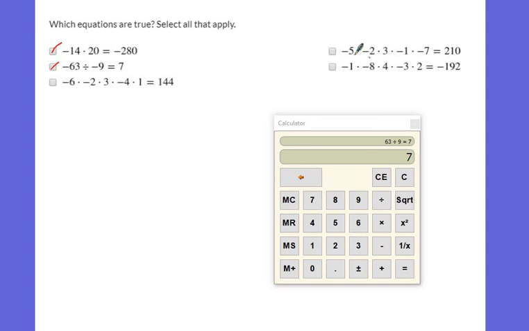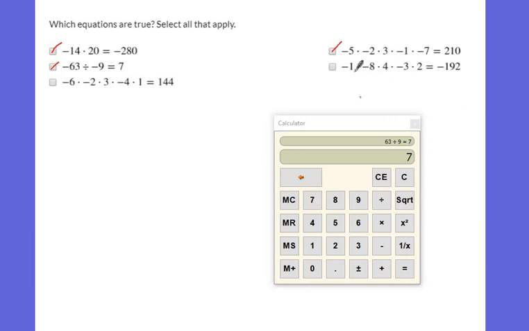Okay, going to check my negatives for this one. 1, 2, 3, 4. 4's even, and it's a positive, so we're good. So let's multiply. 5 times 2 is 10. 10 times 3 is 30. 30 times 1 is 30. 30 times 7. Well, 3 times 7 is 21. Add a 0 is 210. So it looks like that one is true.